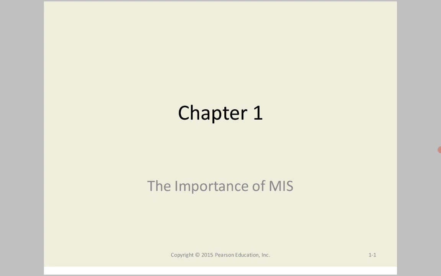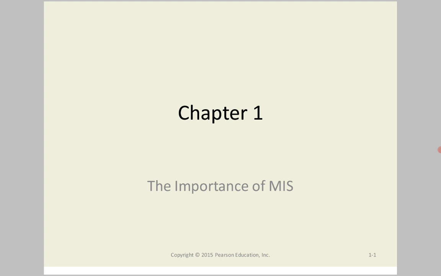Similarly, it tries to create a structured database and knowledge base. Because MIS is related to computers, MIS also contains, as we already discussed, system management and people. So what are the main characteristics of MIS, or management information system?